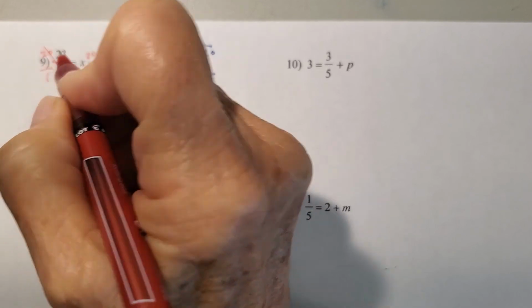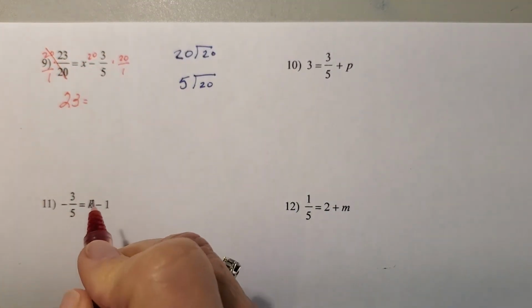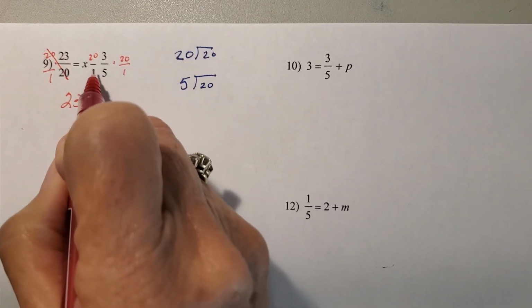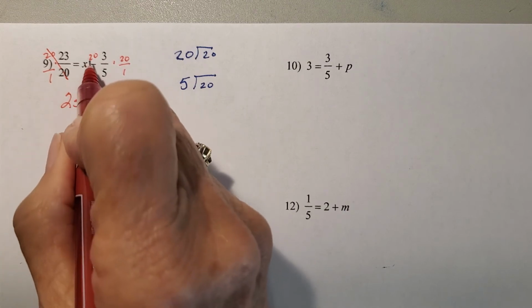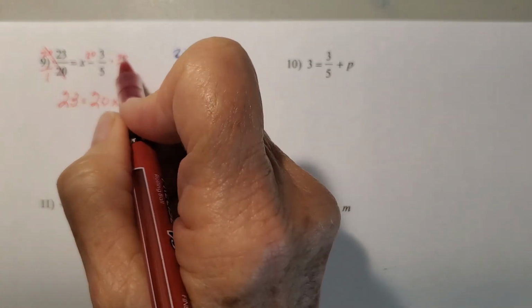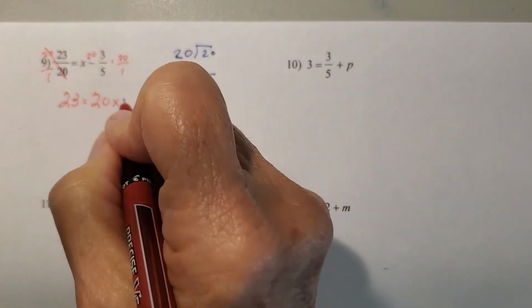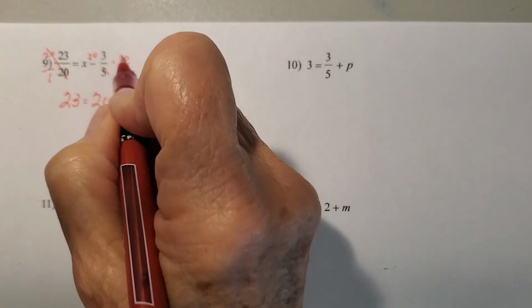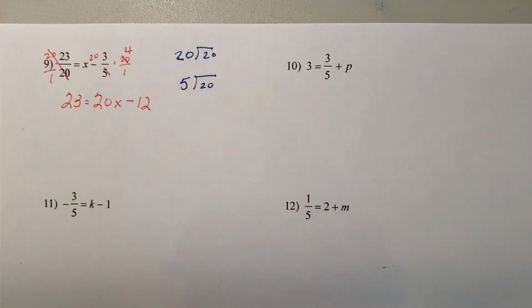The 20s cancel, and we have 23 over 1, or just a 23. Bring down the equal sign. 20 times x is just 20x. And then when we work on this last little part here, we have a minus sign, so let's bring that down. 5 goes into 20 4 times. 3 times 4 is 12. Equation, no fractions. And then we would go ahead and solve this.